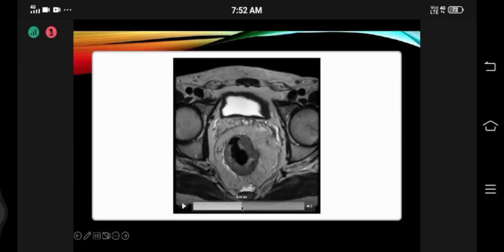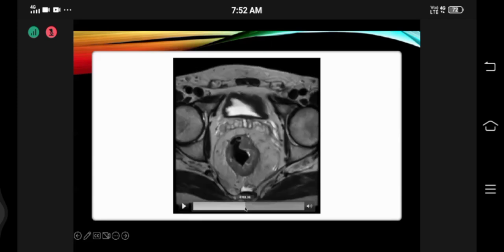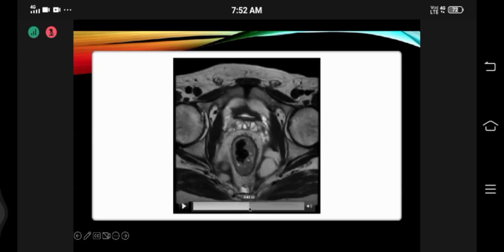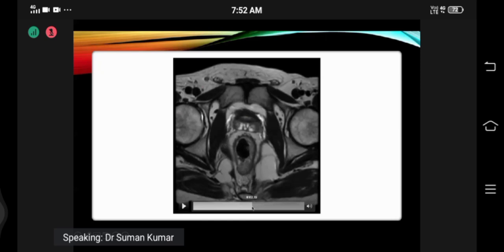So from this level, you will see the mesorectal fascia completely enveloping the mesorectal fat. So this is the mesorectal fat, and this is the extramesorectal fat. This is the bladder. So this is the lower part, below this one. This is again thinning down, and then this is the levators which are seen.